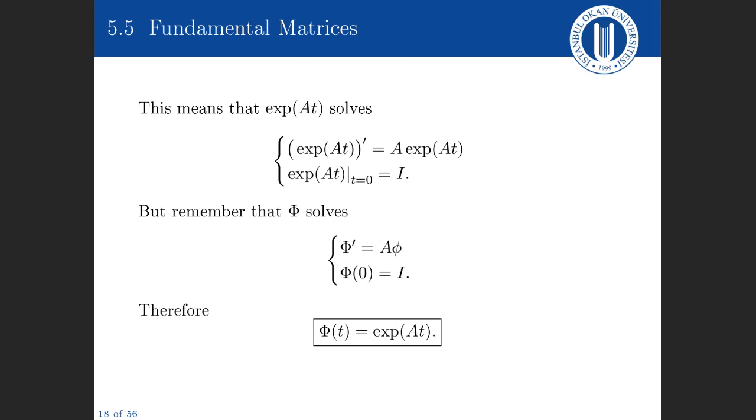There's one detail that I've skipped over here. This is true if the initial condition time t0 is equal to the number 0. If we had an initial condition at a different time, then this wouldn't be true. We only have that the special fundamental matrix is equal to the exponential function if we have our initial condition at time 0. So I should perhaps add just here, if t0 is equal to 0.